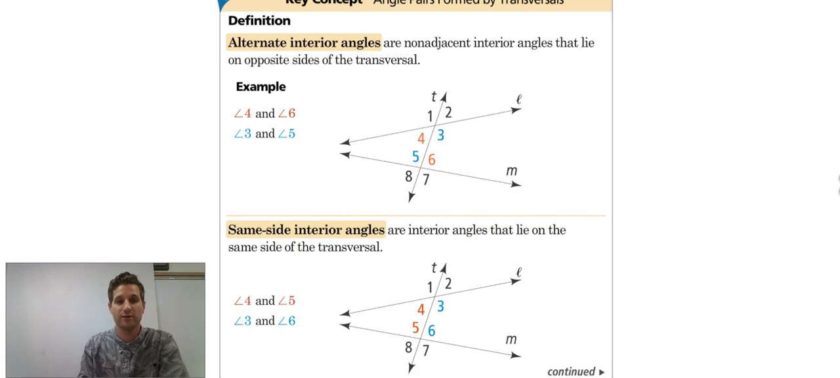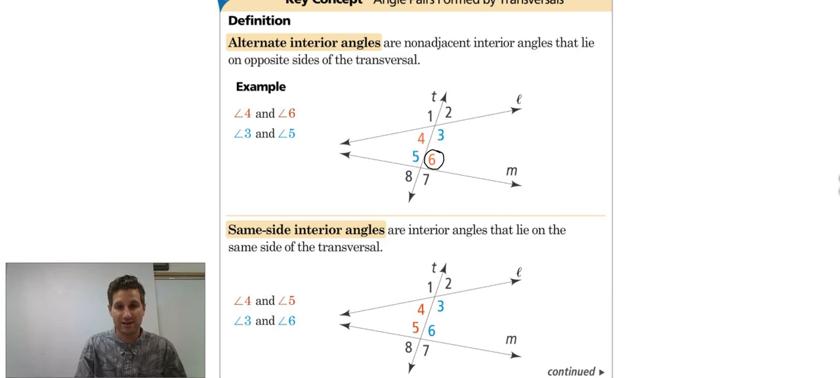Alternate interior angles. It's just like it sounds. Alternate means every other person, right? If I were to pick a team, I had the whole class in here, I'm like, all right, we're going to alternate to see who's on what team. Every other person gets picked, okay? So that's like this. So 6 is never going to be grouped with 5 or 3 because that's who they're next to. So they're alternate, okay?